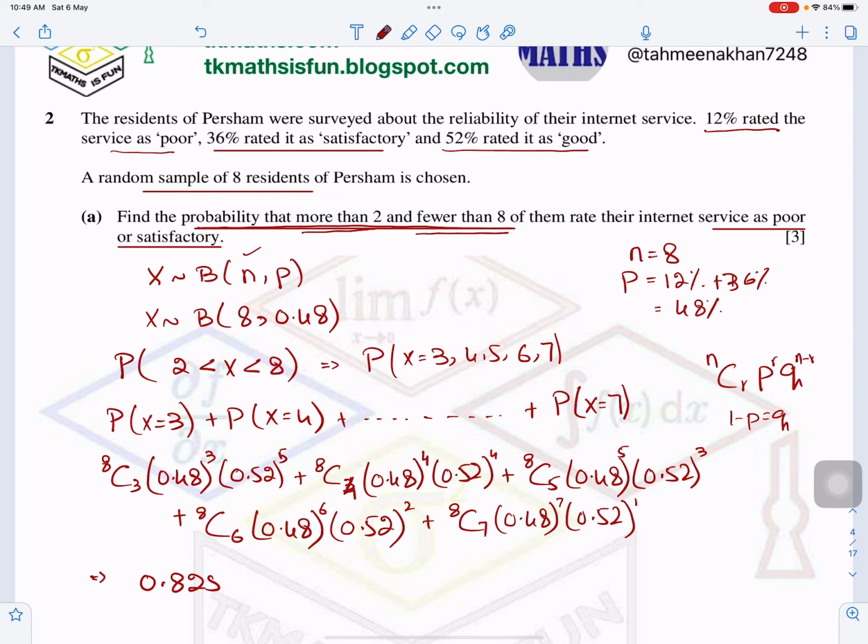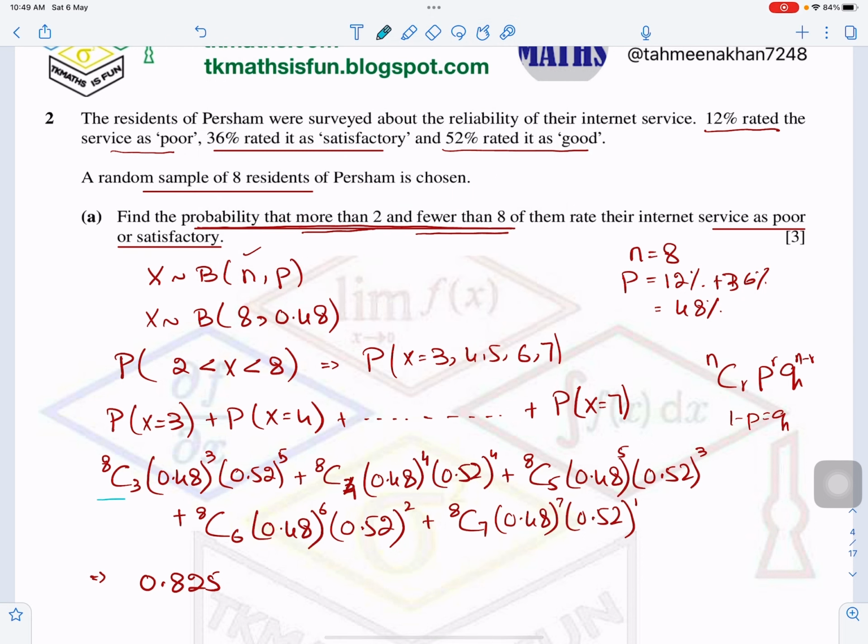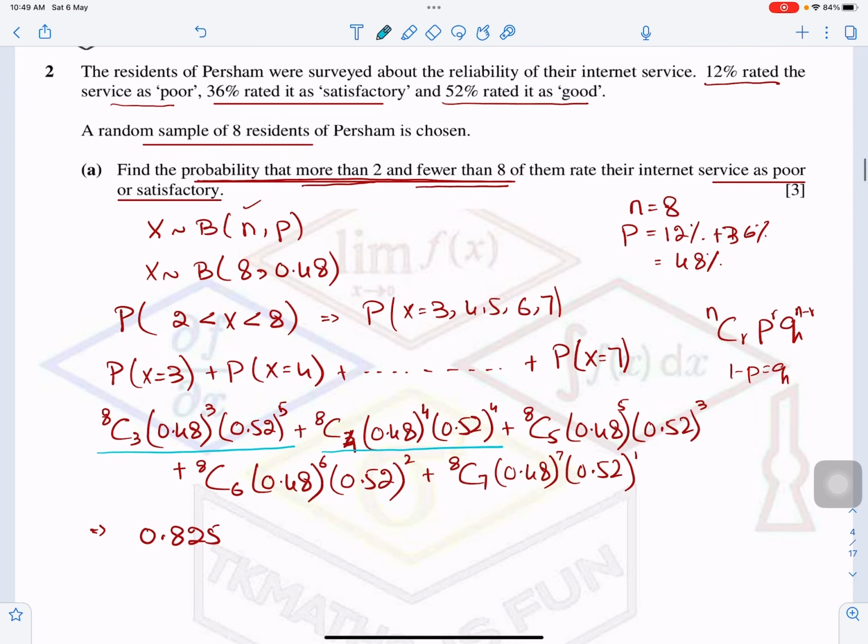You have to use the calculator carefully. I would suggest that for each term, you use the calculator and write the answer. For example, calculate this part, write down the answer to 4 decimal places, then calculate the next part. If you do it all in one go and make a mistake at any point, you will have to type the whole thing again. So it is better to do it stepwise and then add up.